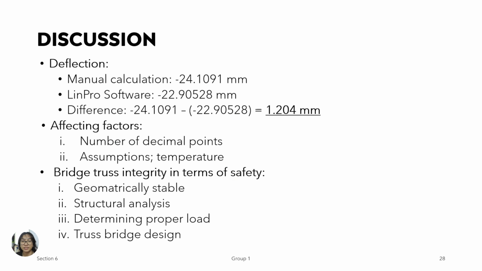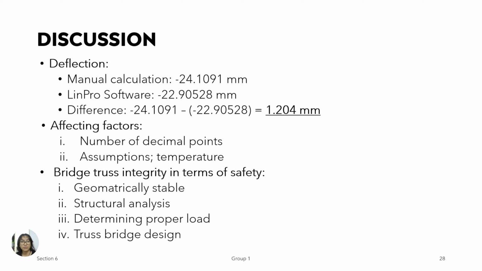My name is Christina, matrix number AF0122, and I'll be presenting discussions, assumptions, and the conclusion of this presentation. First and foremost is the deflection that we've calculated. The manual calculation that we got is negative 24.1091 meters, and the result that we got from the LimPro software is negative 22.90528 meters. Now the difference between those two results is 1.204 meters.